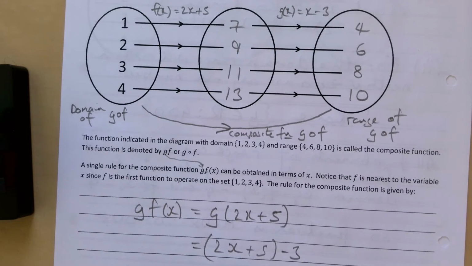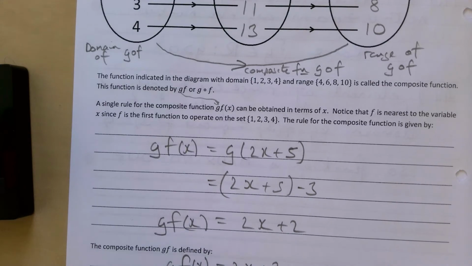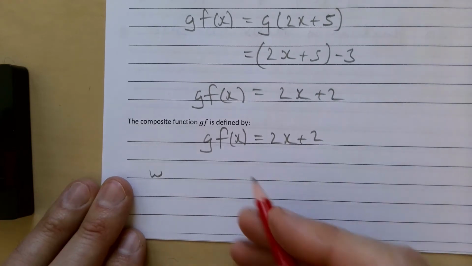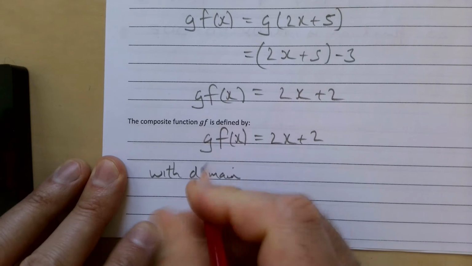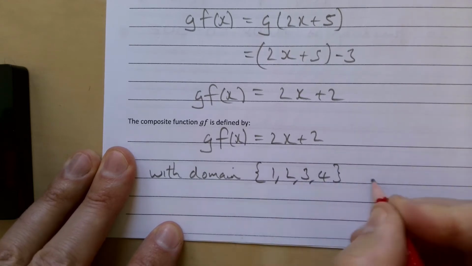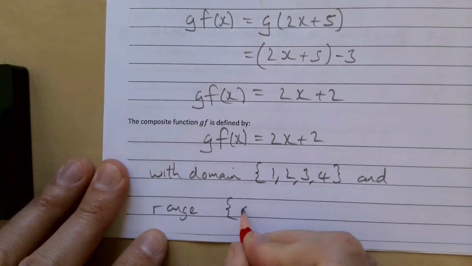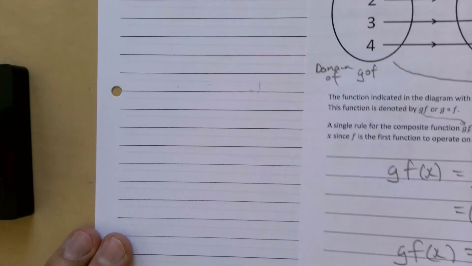Then the composite function g of f is defined by g of f of x equals 2x plus 2 with domain 1, 2, 3, 4 and range 4, 6, 8, 10. And hopefully again that makes sense.